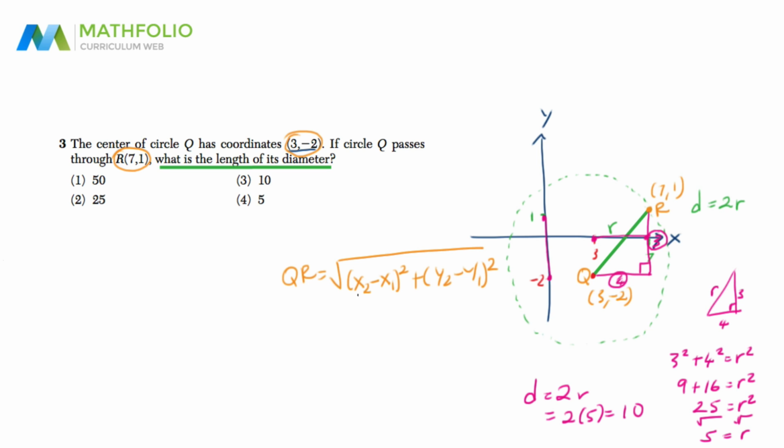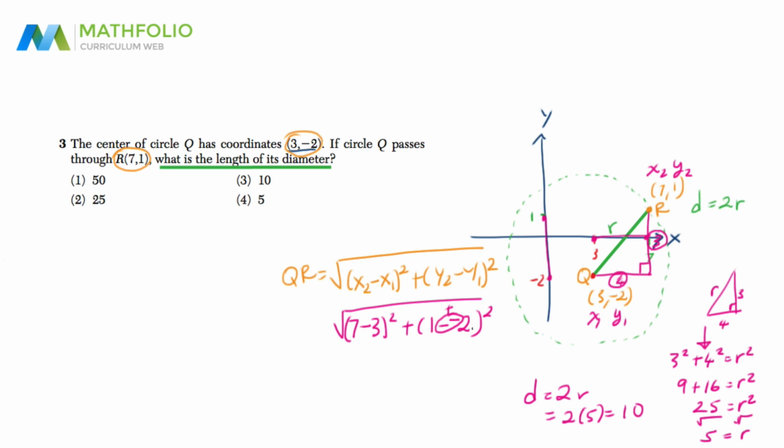But if you did want to plug in here, then this could be your first x1, and then this could be a second x, so we call it x2, second y, and then first y. So this would become the square root of 7 minus 3 squared. So that gives us the 4 squared that we have all the way over here. And then plus y2, which is 1, minus y1, which is -2, and squared. So when you minus a negative, these two become plus.